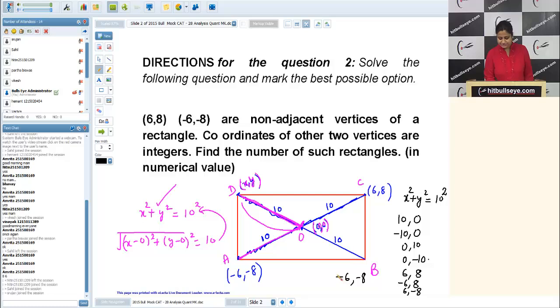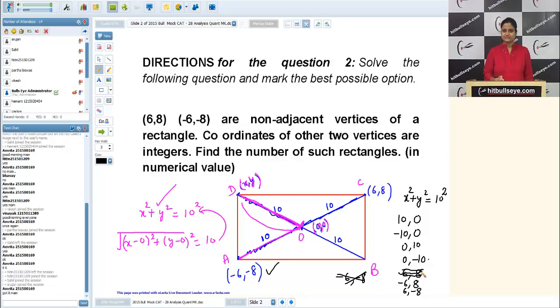But minus 6, minus 8 is the A point. And for C, you can see 6, 8. So this is not included in this. We can take the reverse of that as well. We can consider 8, 6, minus 8, 6, 8, minus 6, minus 8, minus 6. So these are the possible solutions. Got it? Okay, Amrita. Let us move further.